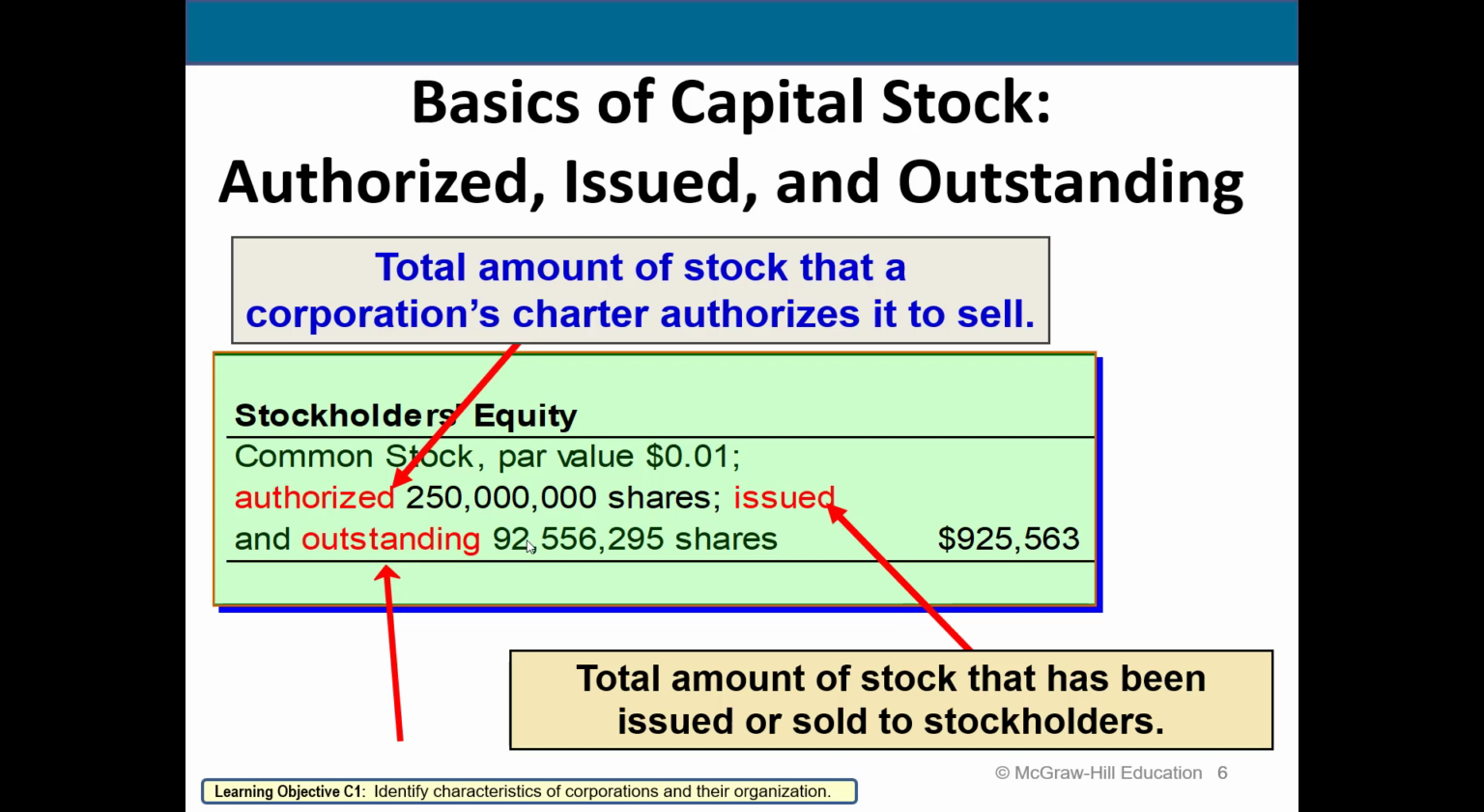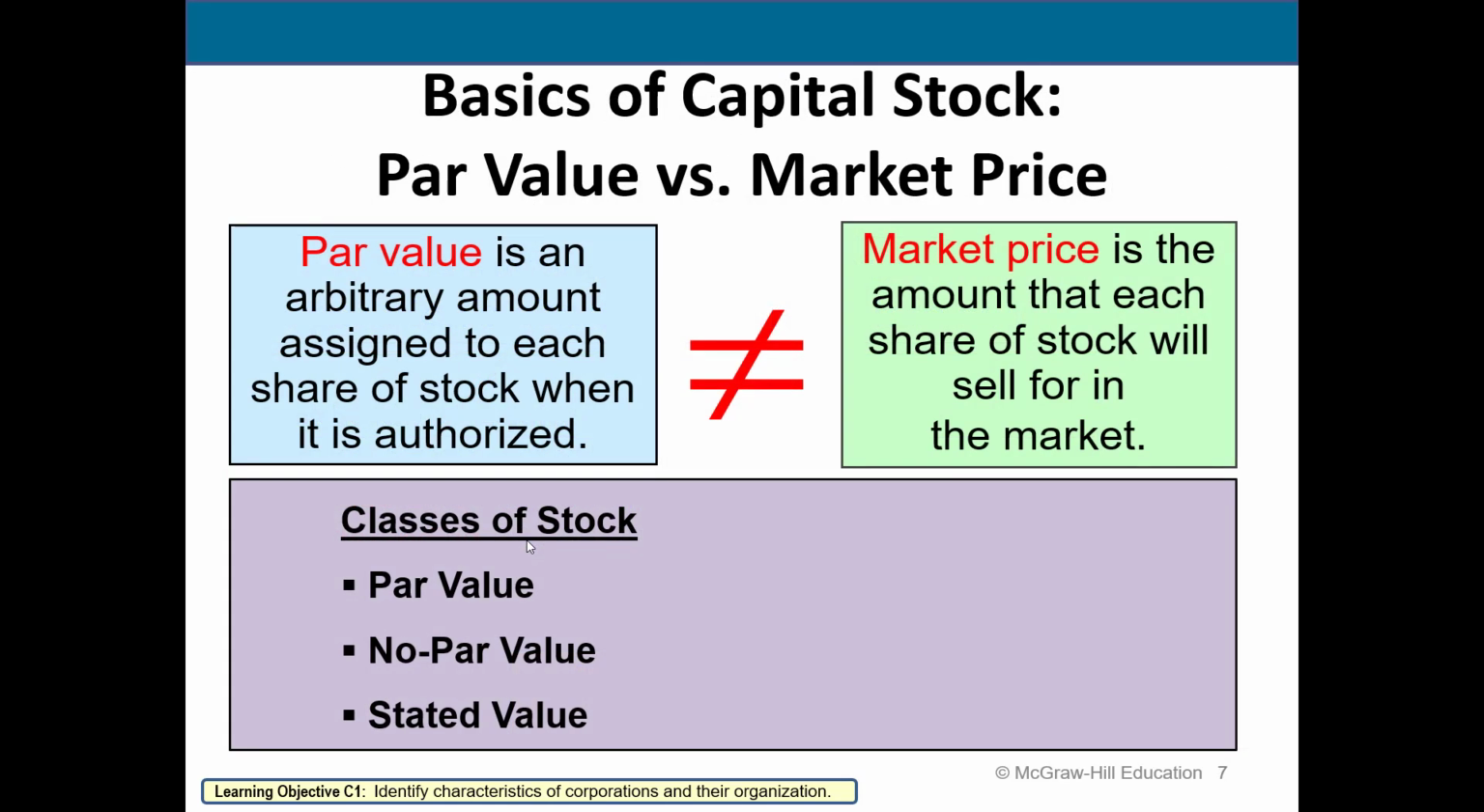This shows the differences between authorized, issued, and outstanding stock. Authorized are the total number of shares that the corporation is legally allowed to sell. Issued are the stock that the corporation has sold, either directly or indirectly, and outstanding refers to the issued stock that is held by stockholders. So we have something called Treasury stock, which we'll look at later, which would not be included in the outstanding stock. We're going to look at different classes of stock: par value, no par value, and stated value.